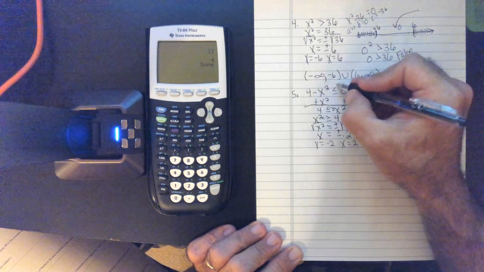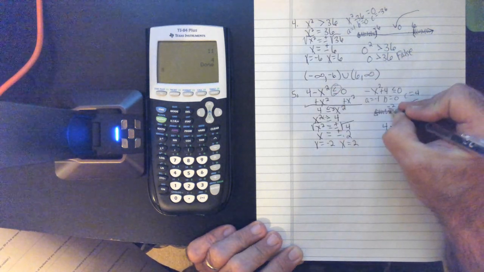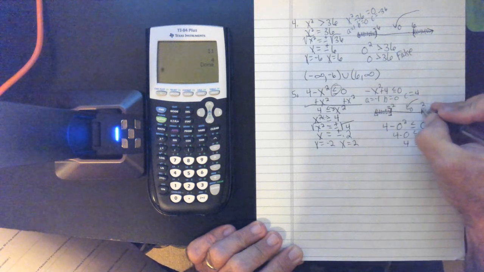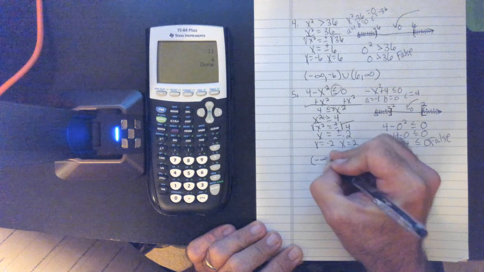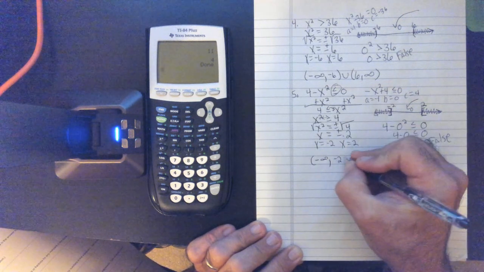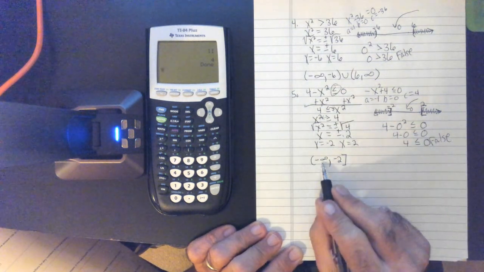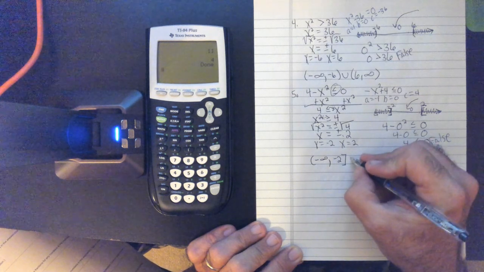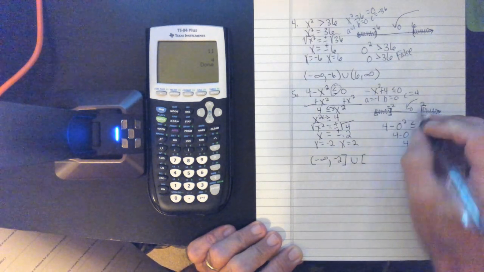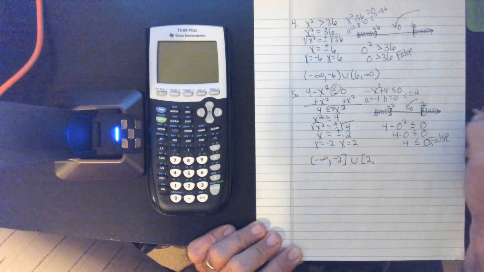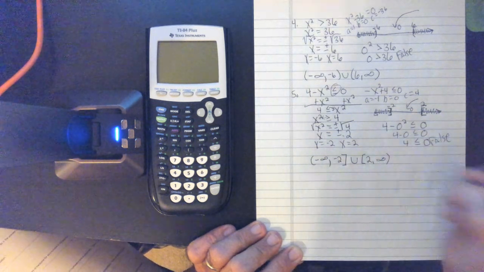Now remember, this one has the equal sign on it, so we've got to use brackets. So it comes in from negative infinity up to negative 2, bracket. Now notice, infinity always uses the curves. Let's union that from, what was my other number, 2, and it keeps going all the way to infinity.